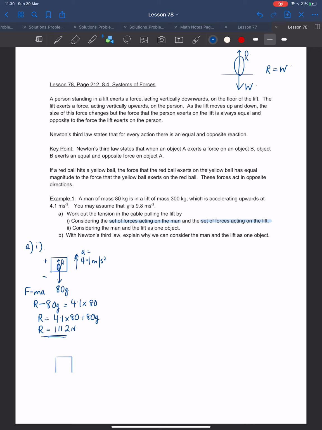Okay, one more example. A 2 kilogram mass rests on a rough horizontal table. So that means there's going to be a friction when it starts moving. It's attached to a long string that passes over a smooth pulley at the end of the table. So that means it goes like this.